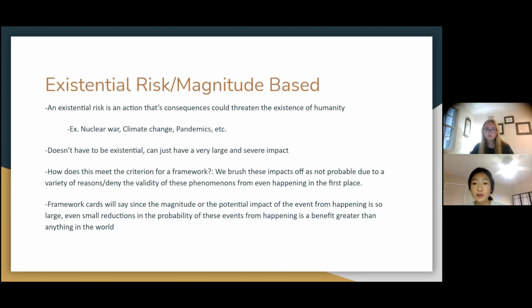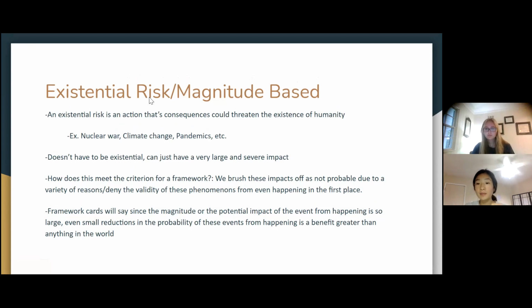But we would say that under an existential risk / magnitude based framework, what you're arguing is that even a small reduction in the probability of these events happening is still better because it would benefit the world, in the sense that the probability isn't as important as the magnitude. So we want to minimize the probability of this happening in the first place. Basically you're arguing that magnitude and the existential risk scenario is more important than the probability of it happening. So if you're running a big impact scenario, you might want to use an existential risk / magnitude based framework.